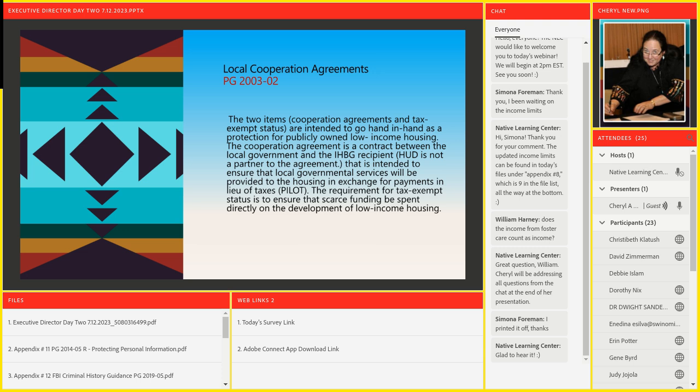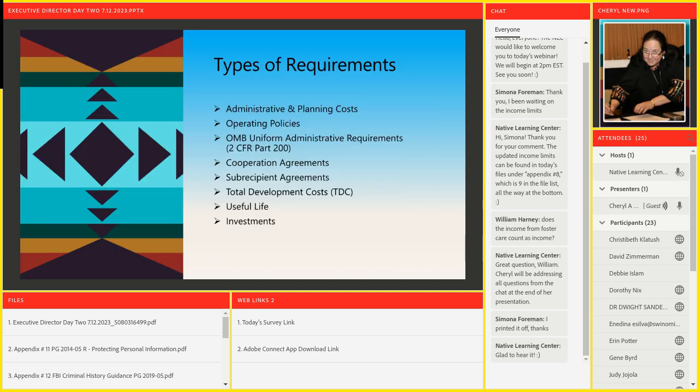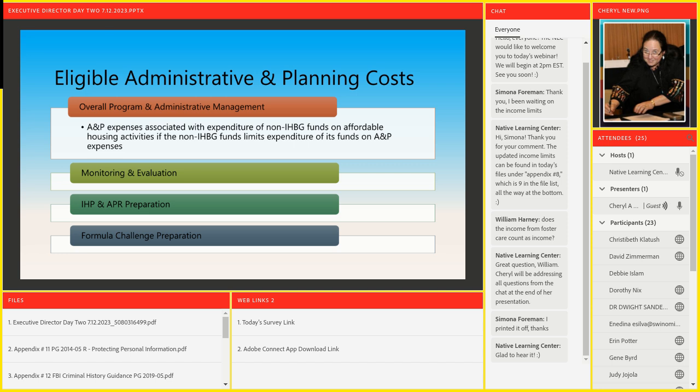The requirement for tax-exempt status is to ensure that scarce funding is spent directly on the development of low-income housing. So become familiar with that. Your program administration, your key program areas, administration and planning cost, operating policies: you fall under OMB Uniform Administrative Requirements, 2 CFR Part 200. We fall under cooperation agreements, subrecipient agreements, and total development cost we have to watch. You've got the guidance on that, useful life, and investments.